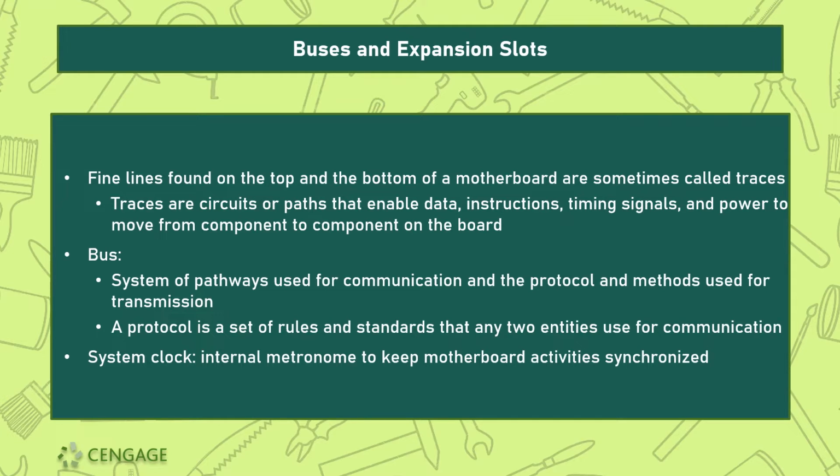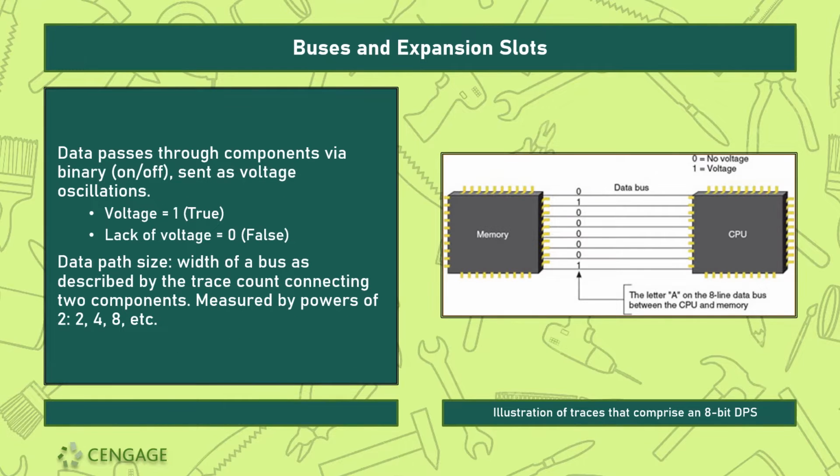In order to keep all of these things synchronized, we have to use a special internal metronome called the system clock. This is usually a quartz oscillator or similar. So whenever we have data passing through components, it's sent as oscillations of voltage. If we have voltage present, we say that it's true. If we have voltage missing, we say that it's false.